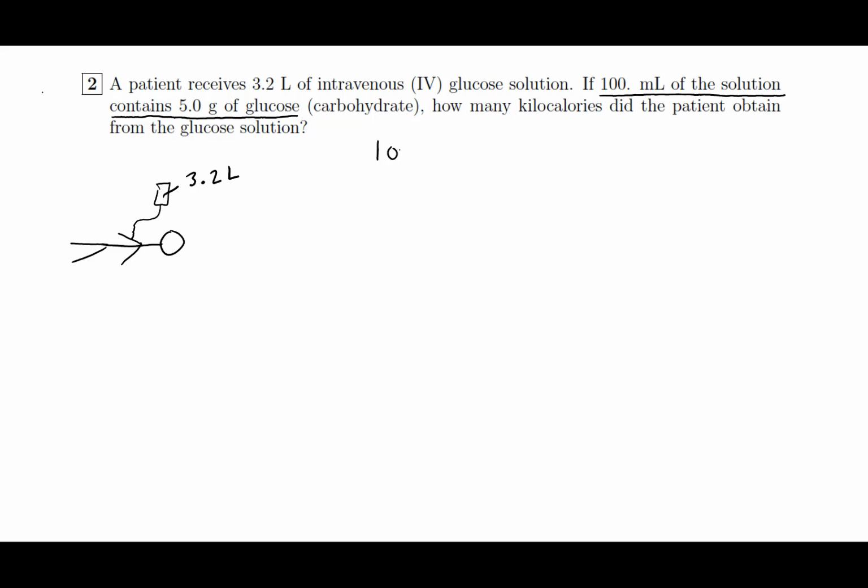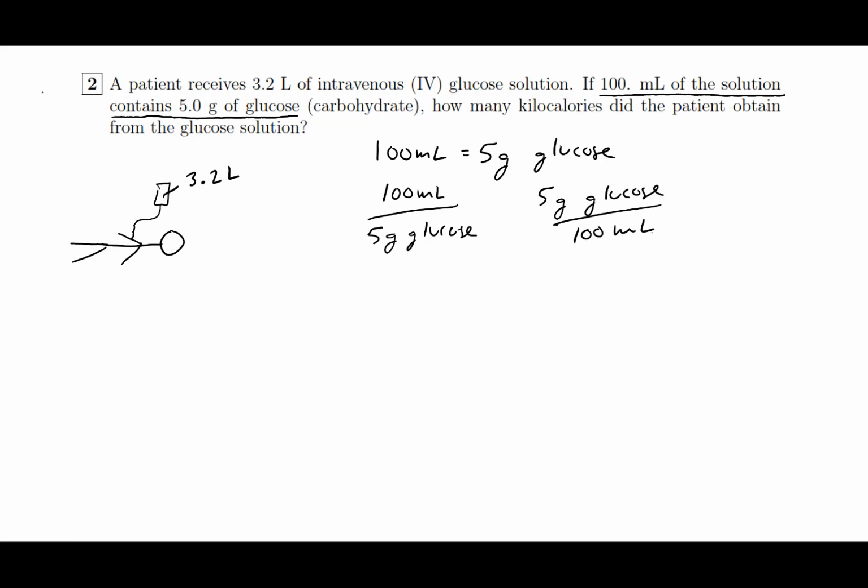So we can write that as 100 milliliters is equal to 5 grams, and I'm just going to put glucose to specify that that's what I'm talking about. And then remember, we can write our conversion factors from this, so we have 100 milliliters over 5 grams of glucose, or 5 grams of glucose over 100 milliliters. So these two things are equivalent, and we're going to figure out which one we need to use in a minute. So what the problem is asking is how many kilocalories did the patient obtain from the glucose solution?